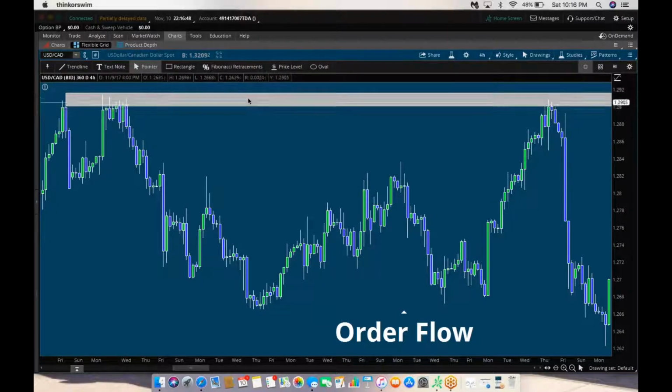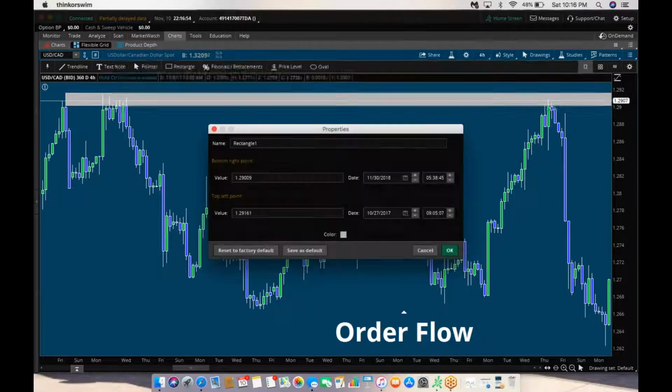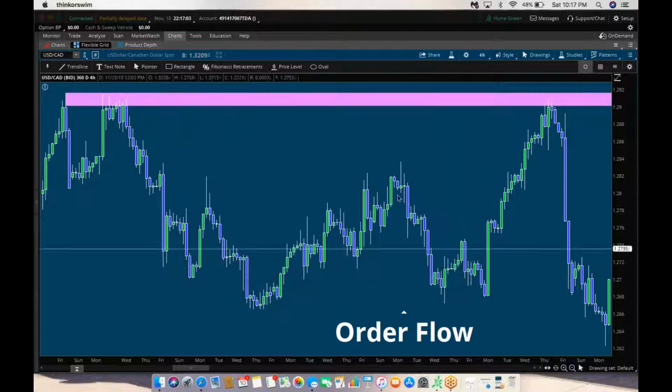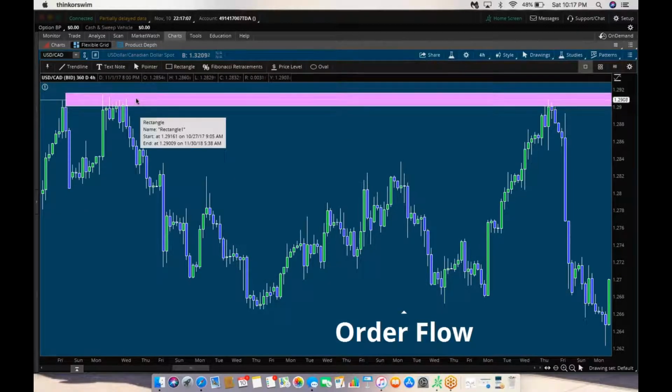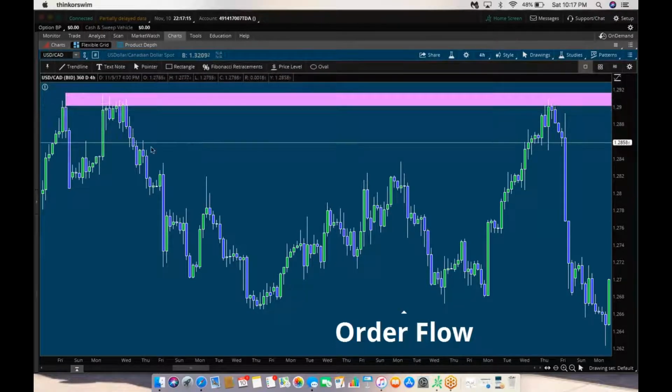Okay, so this right here allows me to see this entire zone, and this is marked and outlined with this entire area from the open and close of these candles all the way to the very high of it. So anywhere in the zone, the upcoming trades can take place.